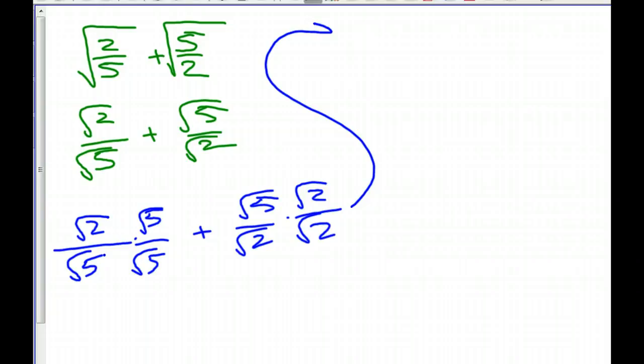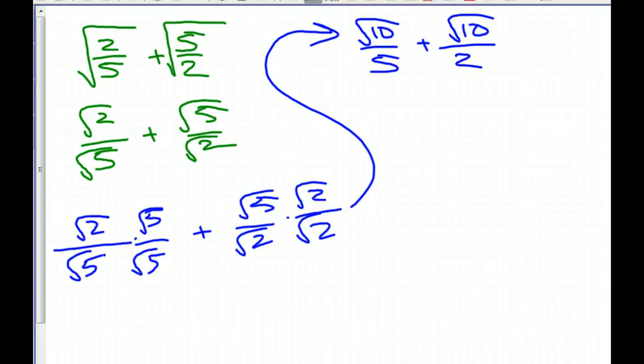Multiply those out, and I get the square root of what? 10 over square root of 5. And the top here? Square root of 10 over 2. So now that my radicals are gone, I can find common denominators. And my common denominator of 5 and 2 is what? 10. So I change this to a 10.